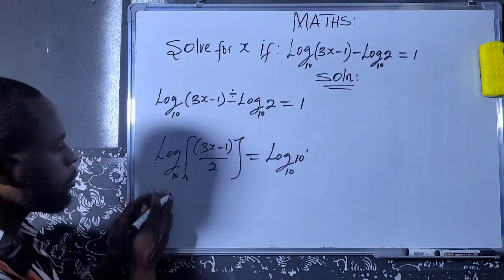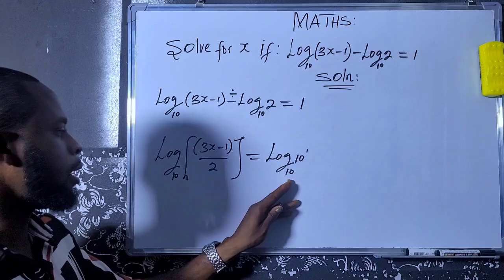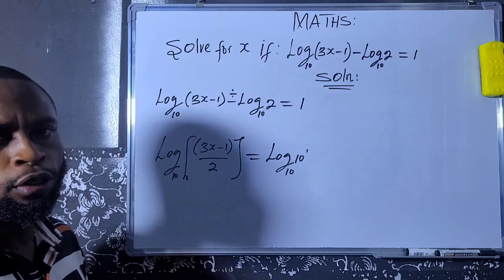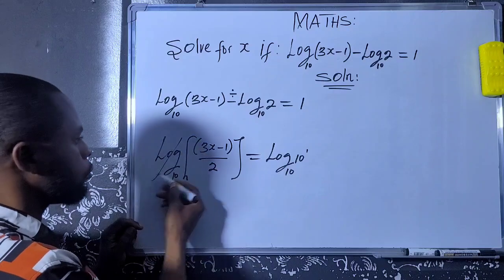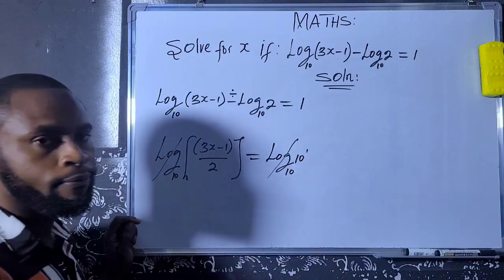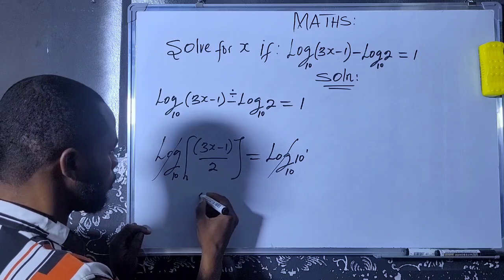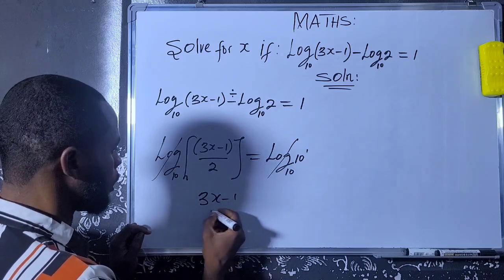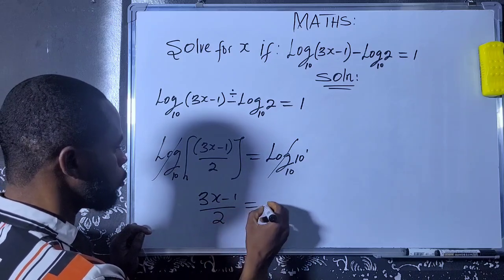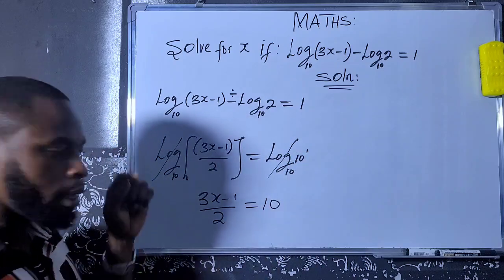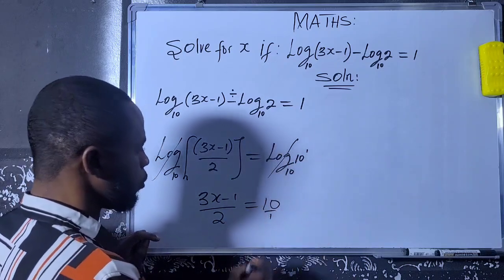Now, since the logs have the same base in both sides of the equation, we are free to eliminate them. Then as such, the equation becomes 3x minus 1 divided by 2 equals 10. 10 to the power 1 still gives us 10. And note that this is over 1.